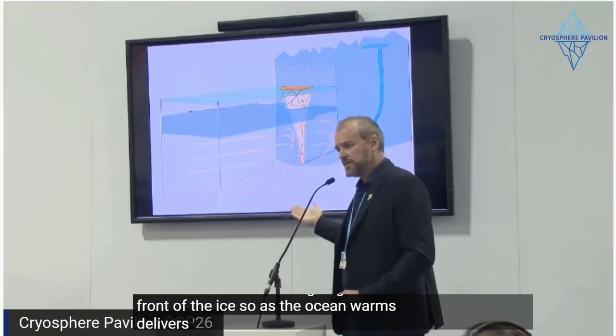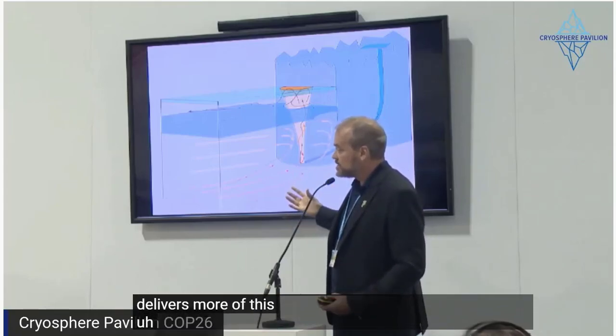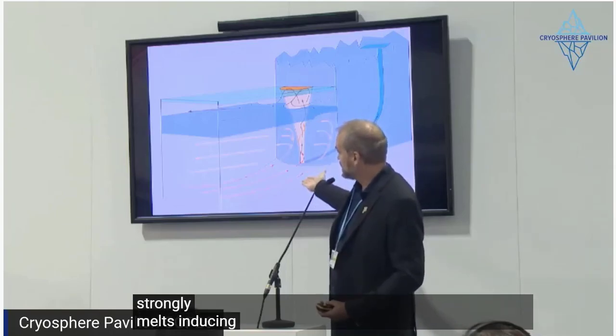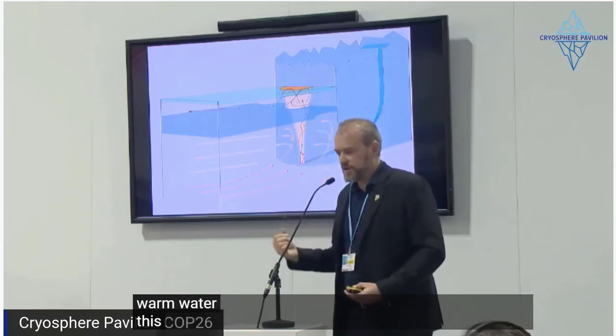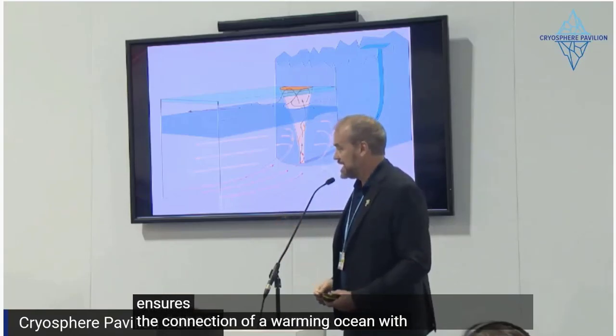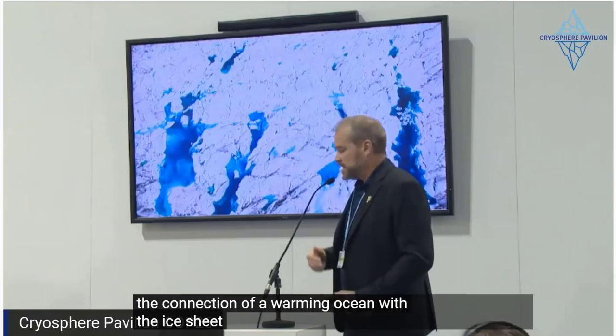So as the ocean warms, it delivers more of this strongly melt-inducing warm water. This ensures the connection of a warming ocean with the ice sheet.